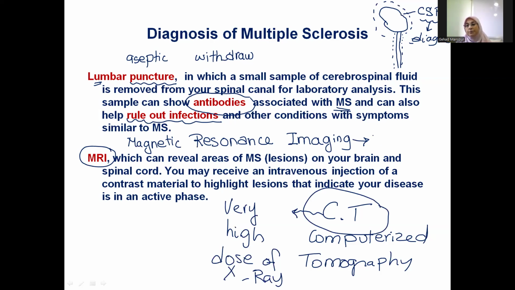But magnetic resonance imaging does not expose you to this high dose of X-ray, but there is a small concern about it. And this concern is that the imaging process includes exposure to a magnetic field. And therefore, there are certain contraindications. First of all, of course, you shouldn't be wearing any metallic jewelry, like earrings, necklaces, and so on, because they are affected by the magnetic field.